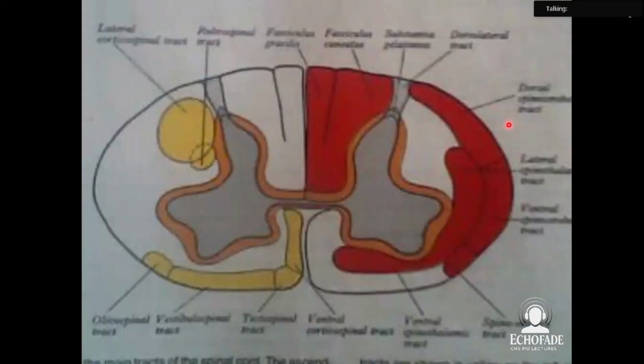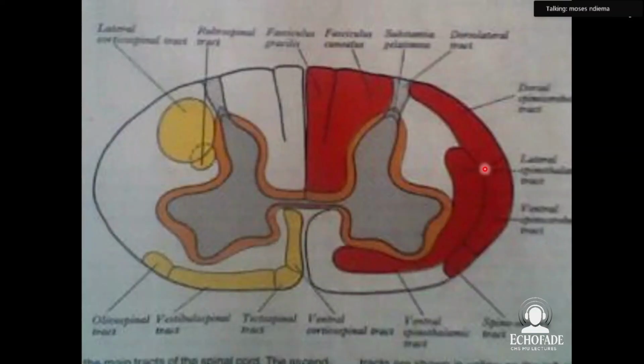Now, for the gray matter, first the white matter can be divided into 3 parts. We have the dorsal column, the ventral column, and the lateral column. These contain ascending and descending fiber tracts.